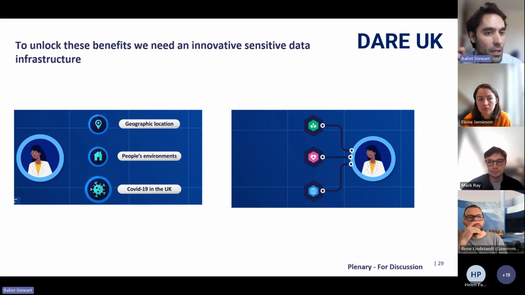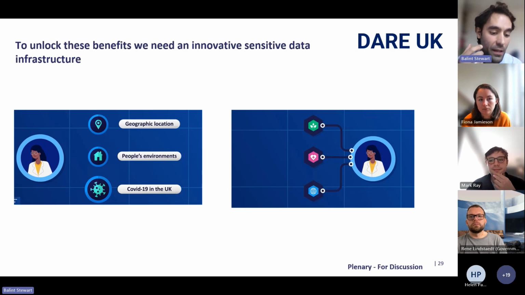So to help illustrate this and what the Dare UK programme helps to achieve, we've got a short animation, and it focuses on a researcher called Rachel, who wants to do a study understanding how geographic location and also people's environments impact COVID-19 in the UK. So much like the use cases that Mark just discussed, and all of the use cases that were surfaced during the workshop, she wants to bring together different types of data in order to do this.